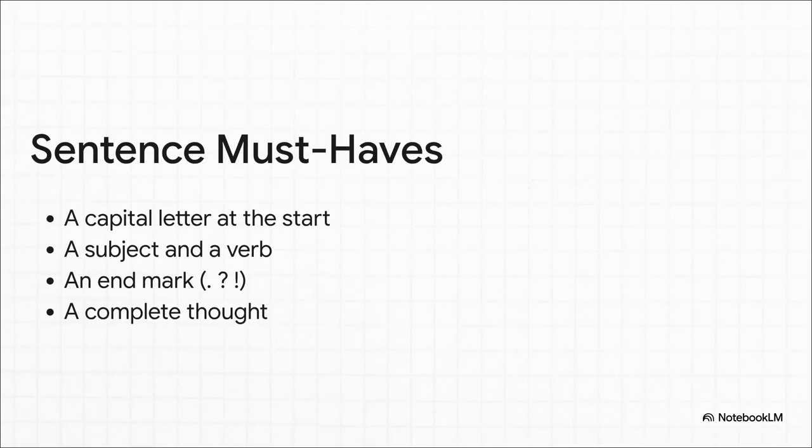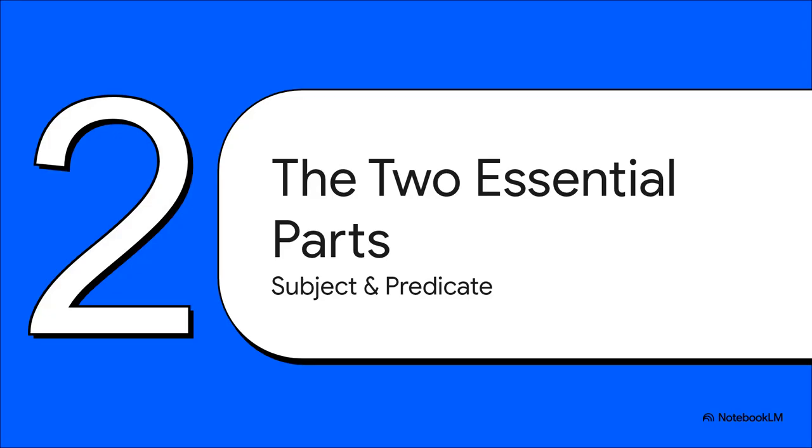So let's break that down into 4 simple rules. Think of it like a checklist for every sentence you write. First, you need a capital letter at the start. Second, you need an end mark, a period, question mark, or exclamation point. Third, you've got to have a subject and a verb. That's the engine. And finally, the whole thing has to express a complete thought. If you're missing even one of these, you don't have a complete sentence. Simple as that.